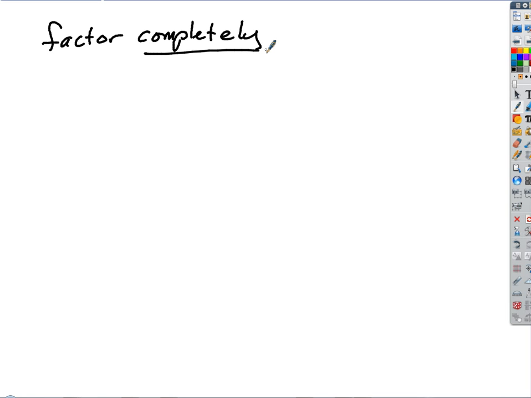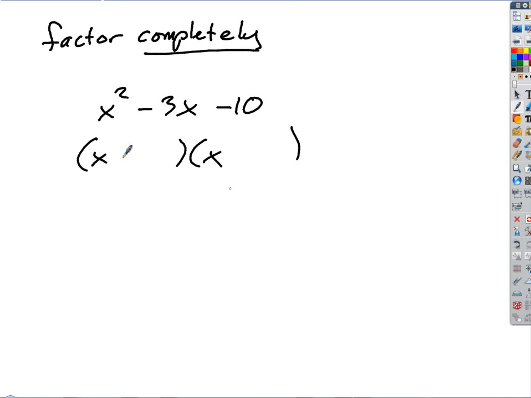Okay, like this. What if I have x squared minus 3x minus 10? Now a is equal to 1, right? So this is one where, what goes there and there? X. X. Okay, and I've got to find two numbers that multiply to negative 10 and add to negative 3. What are they? Negative 5 and 2. So we're done.